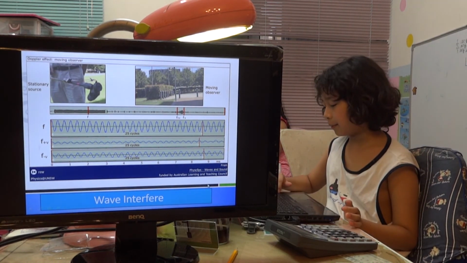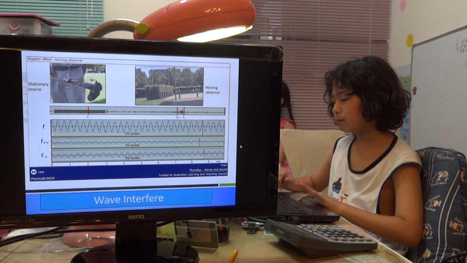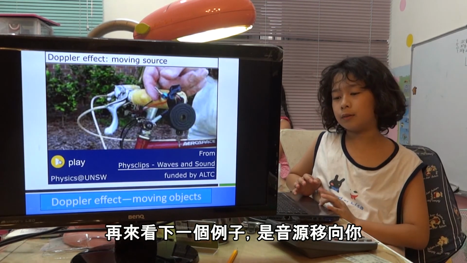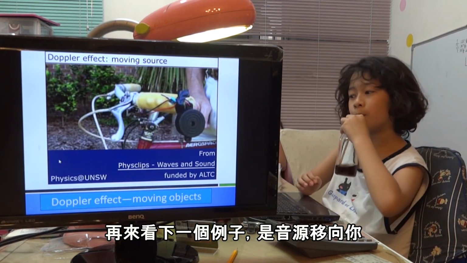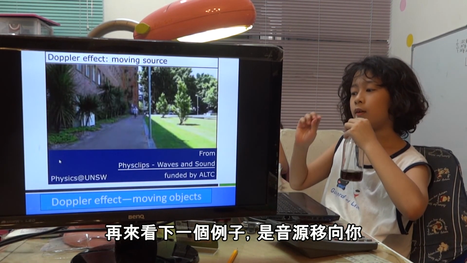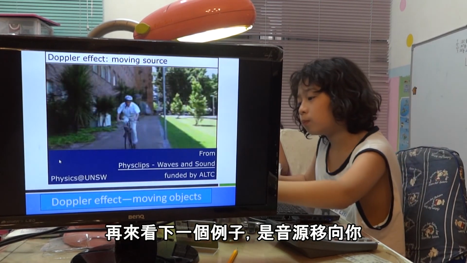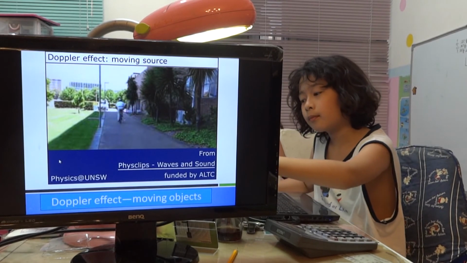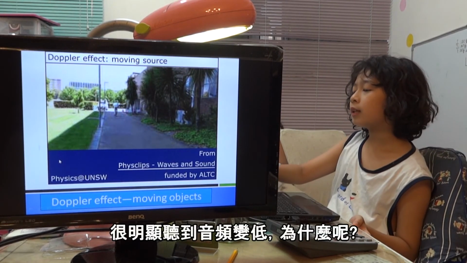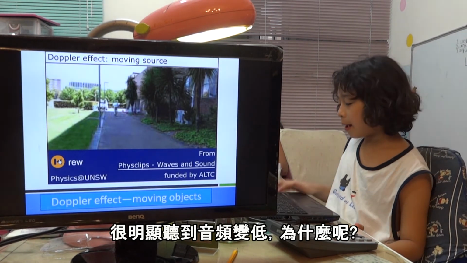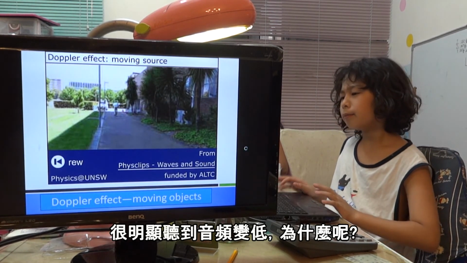Or why, I'm going to explain it later. Okay. And notice that the sound source moves past you. This is a sound source. Go! I can hear very clearly that the sound becomes low pitch. Why? I'm going to explain it first.